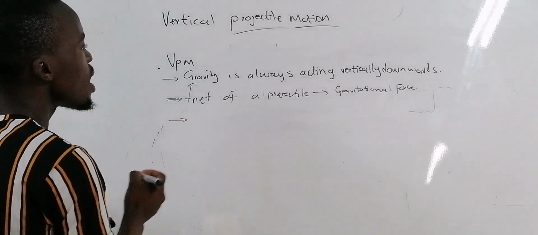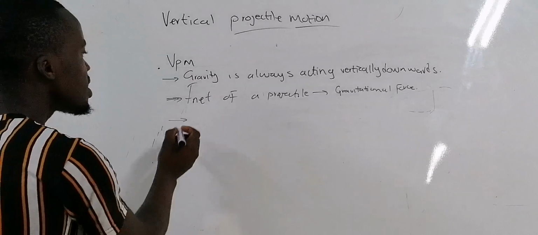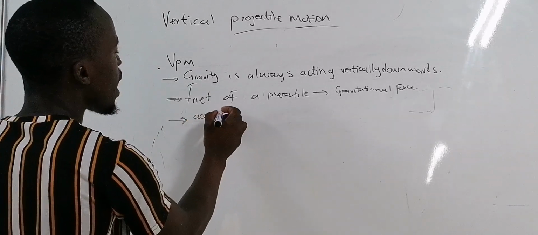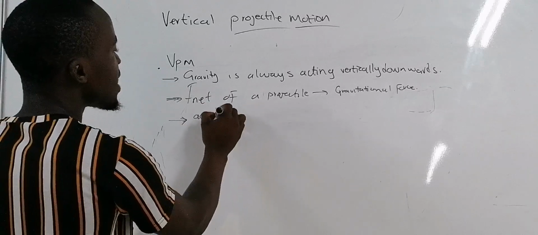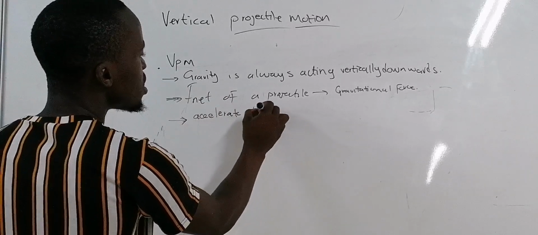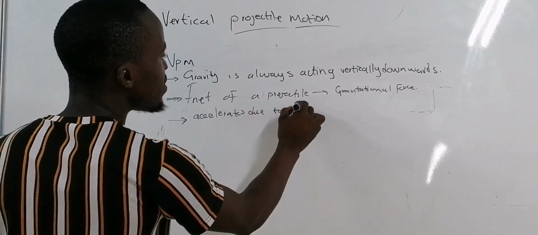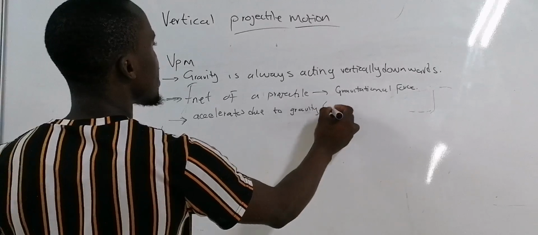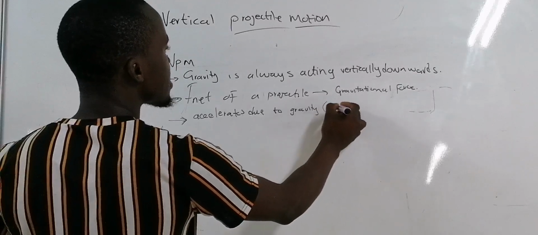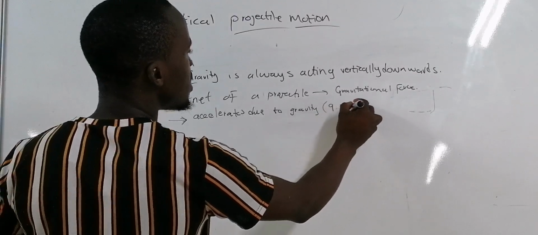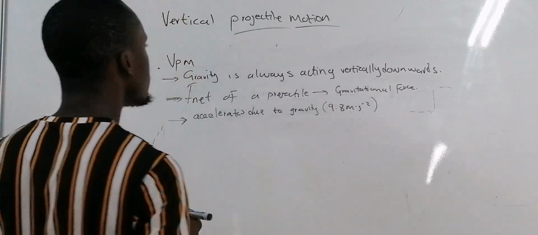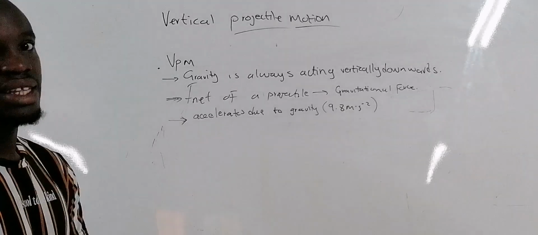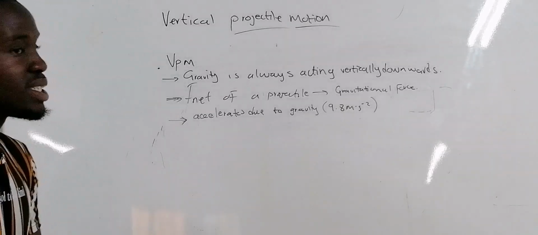And what you must know about a projectile is that it accelerates due to gravity, with a constant acceleration, which is 9.8 meters per second square. This is what you must know, guys. It's very, very important for you to understand everything that I'm trying to explain here.